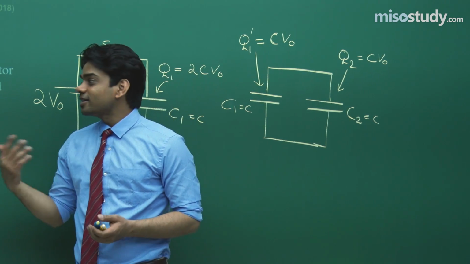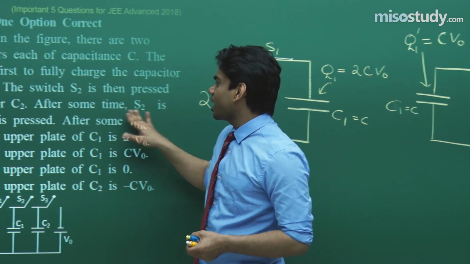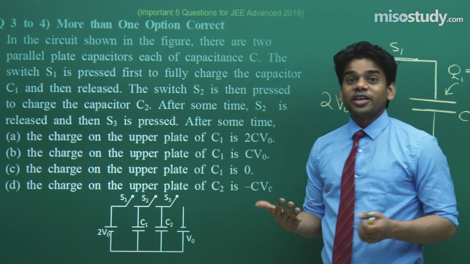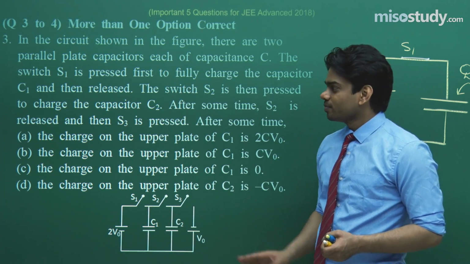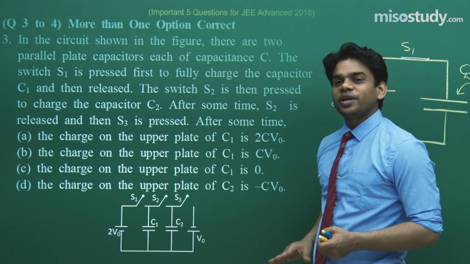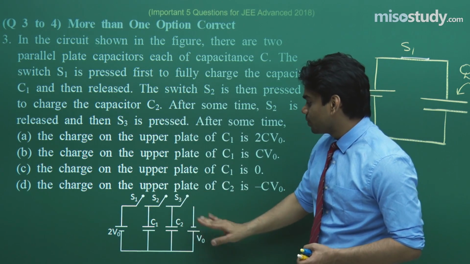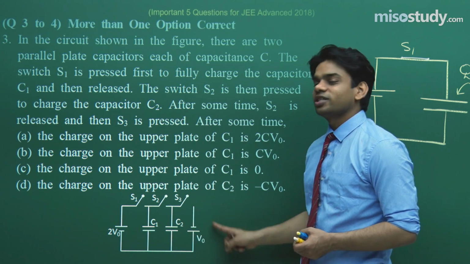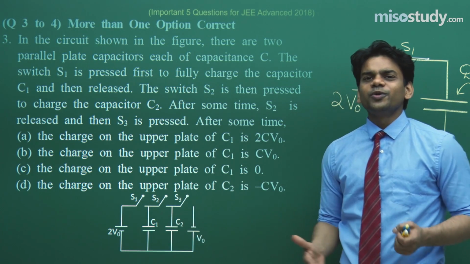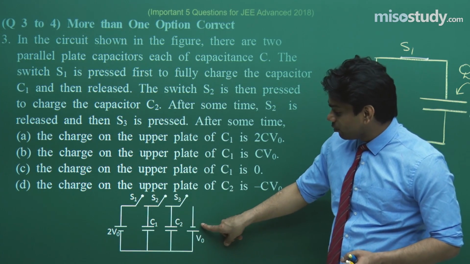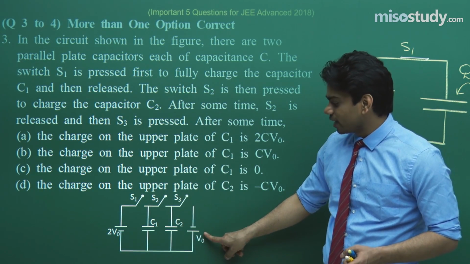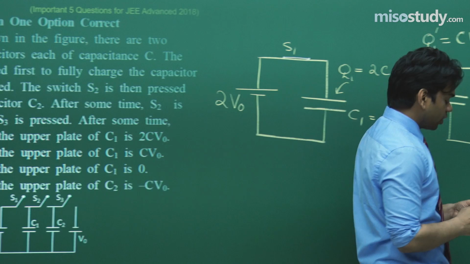Now read the third statement. After some time, S2 is released. Now S2 is also released. That means C1 will no more be in connection. And S3 is pressed. Now that S3 is pressed, C2 will be connected to this cell. So I will draw a new diagram showing the connection between C2 and the new cell, which has a negative polarity at the upper end and positive polarity at the lower end. How will it look if I draw the new diagram?